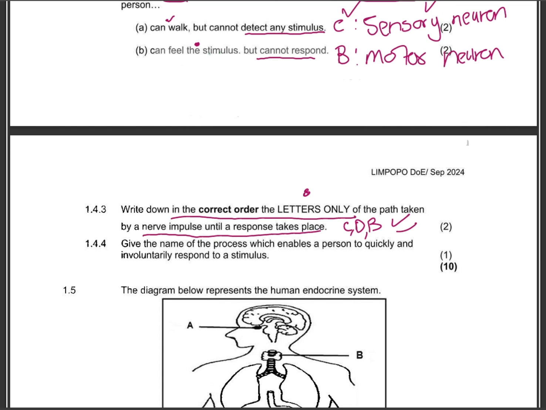Give the name of the process which enables a person to quickly and involuntarily respond to a stimulus. That is reflex action. Reflex action. That's it.